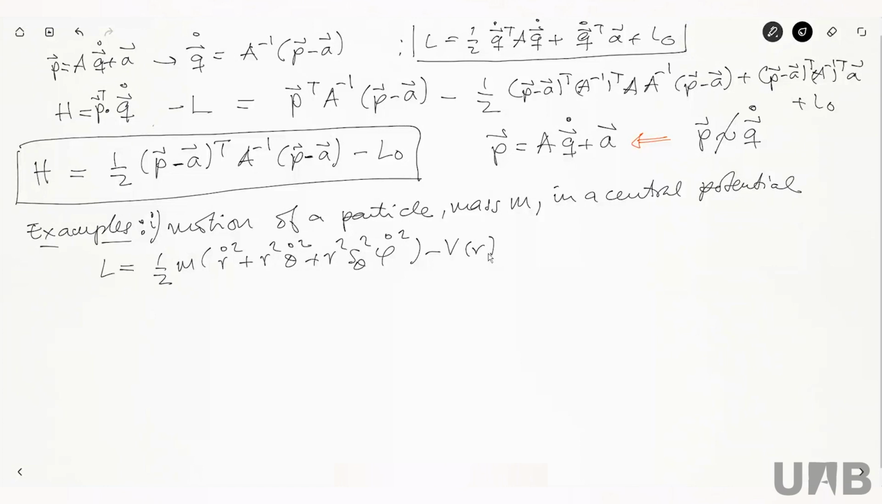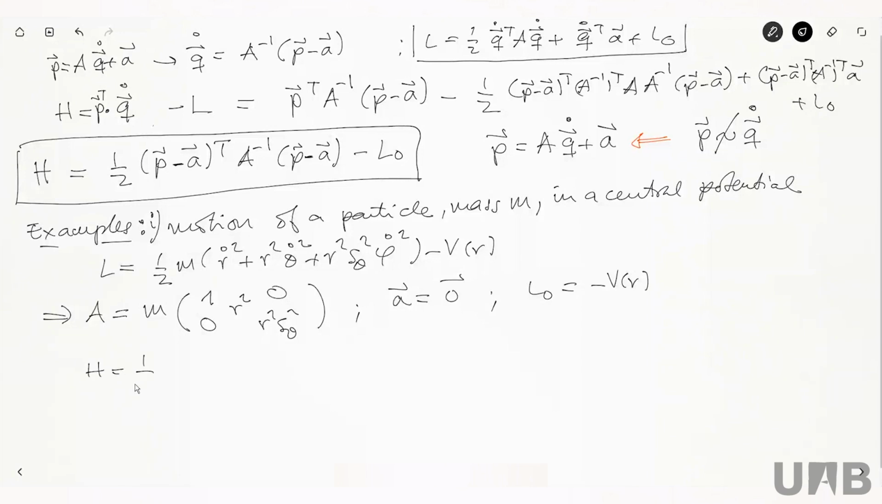We already saw this the other day, okay? So this means that I can identify my matrix A as m times 1, r squared, and r squared sine squared theta, with zeros in the off diagonal, okay? And the vector a is actually 0. There is no linear term in velocities. All the velocities appear in a quadratic form, okay? And L0 is minus V of r. So given this, we can immediately write down the Hamiltonian.